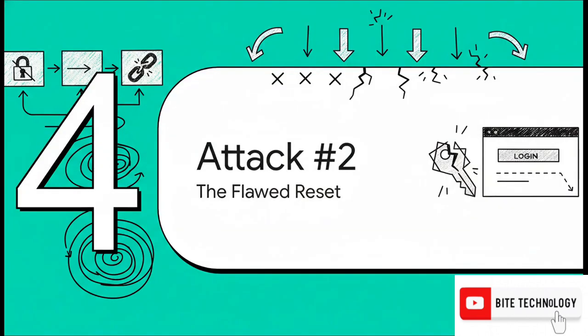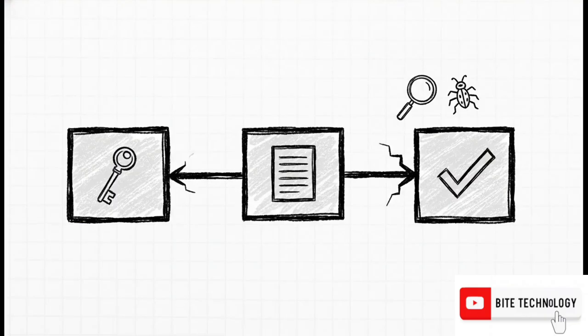All right, let's move on to our second attack. This one's a little different. It focuses on processes that have multiple steps, because these are notorious for having security holes. So this time we're looking at a password change feature. You know the drill. Enter your old password, then your new one. Seems simple, right? But any process that has multiple steps, like a shopping cart checkout or a sign-up form, is a prime target for attackers, because getting all those steps perfectly secure is really, really hard.